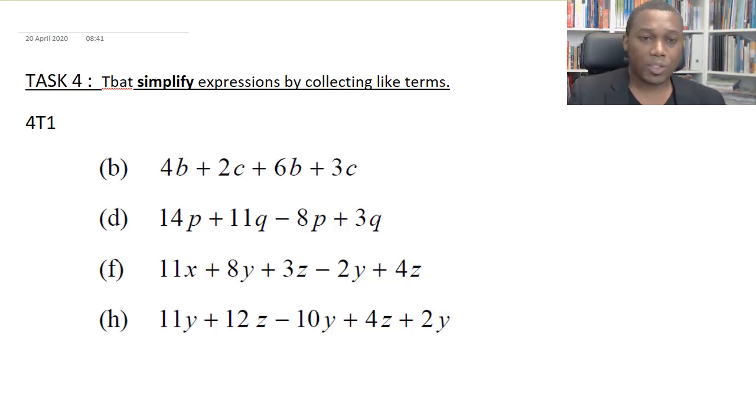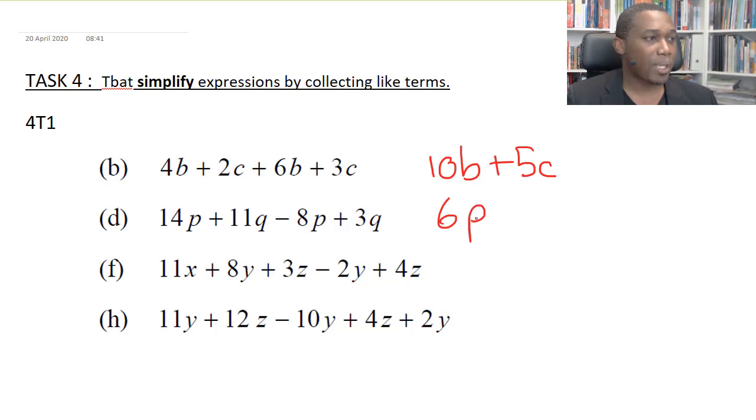Okay, right. So you paused, you had a go. The answers are coming up now. I'll write them in red. Mark your work preferably in a green pen. I just need to make sure I find the right exercise. And yeah, so the first one, you should have 10b plus 5c. Then for D, please mark your work. You should have 6p plus 14q.